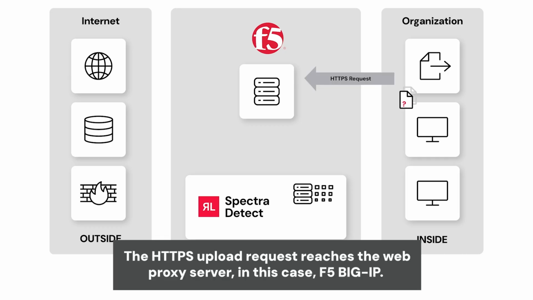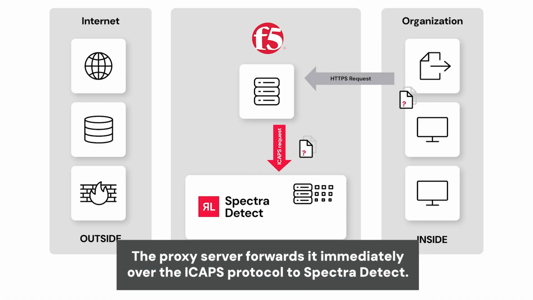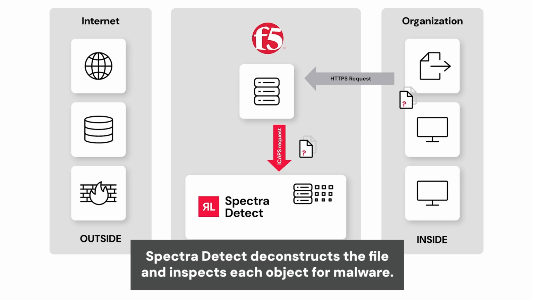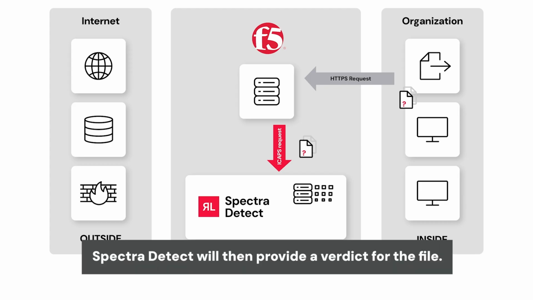The HTTPS upload request reaches the web proxy server, in this case, F5 Big IP. The proxy server forwards it immediately over the ICAPS protocol to Spectra Detect. Spectra Detect deconstructs the file and inspects each object for malware. Spectra Detect will then provide a verdict for the file.